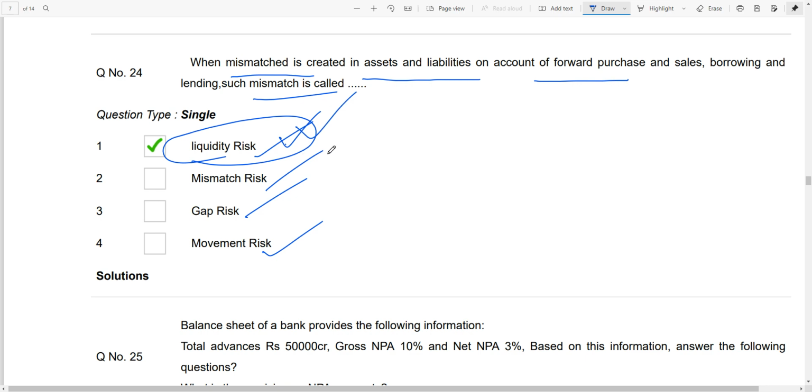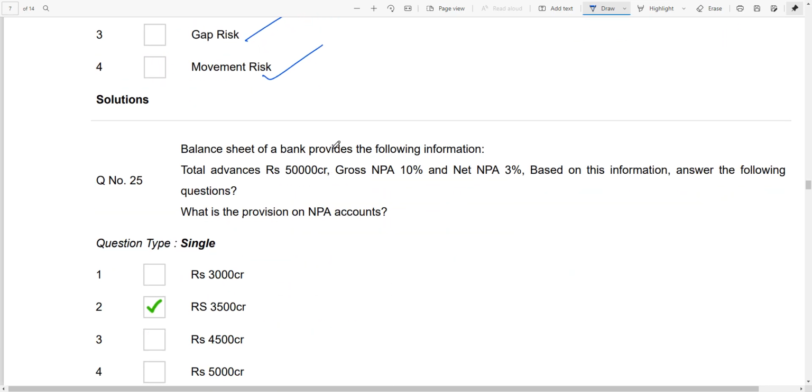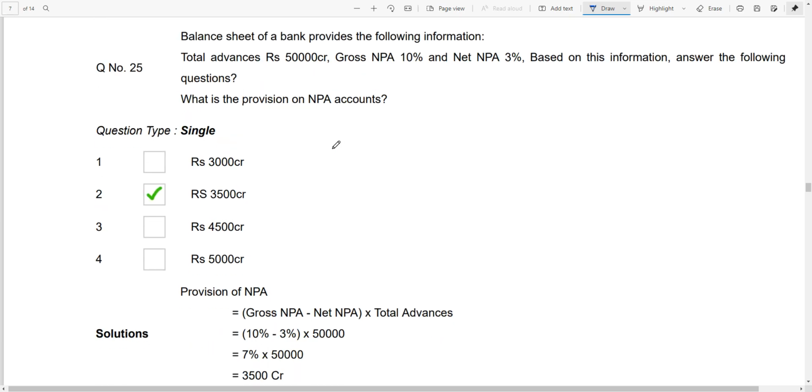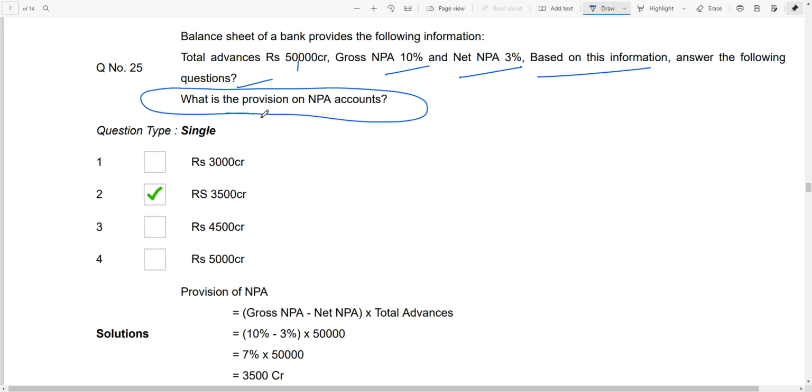Okay. Now question number 25. Balance sheet of a bank provides the following information. Total advance 50,000 crore. Gross NPA 10%. Net NPA 3%. Based on this information, answer the following question. What is the provision on NPA accounts?